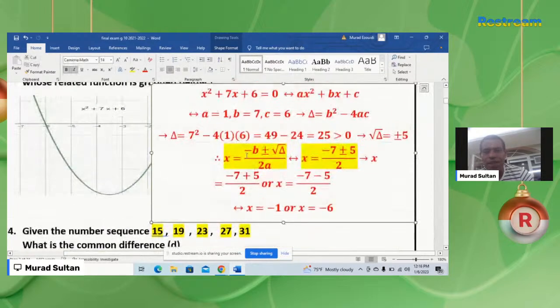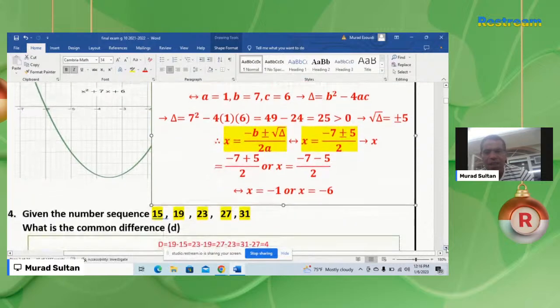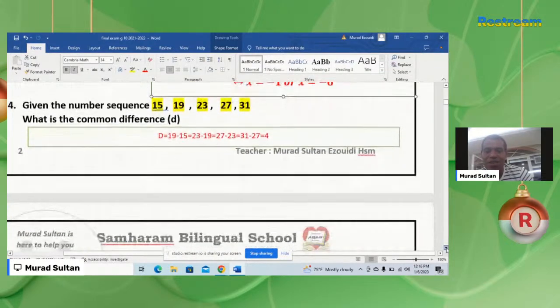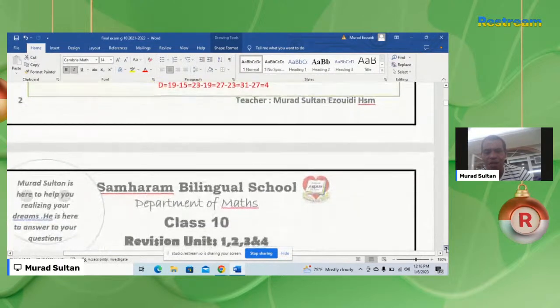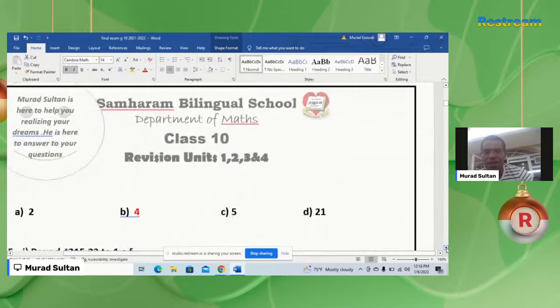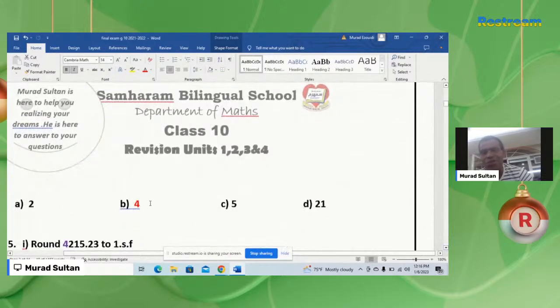Therefore the common difference here is 4. Now the question is to try to find the nth term for this linear or arithmetic sequence. So here the question is a multiple choice question, and the answer is 4.